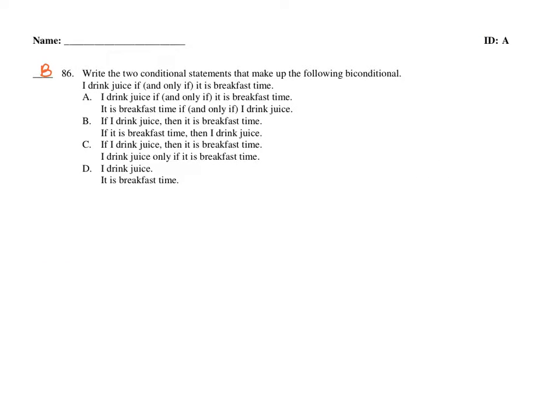86. Write the two conditional statements to make the following biconditional. So we're working backwards this time. I drink juice if and only if it's breakfast time. So the initial statement could be if I drink juice, then it's breakfast time. And the other is if it's breakfast time, then I drink juice, which is B. Questions on that one?